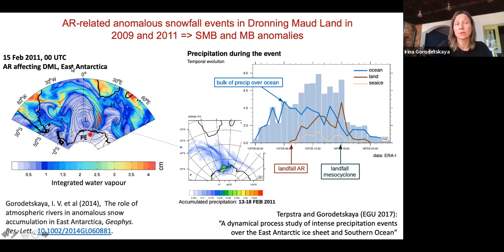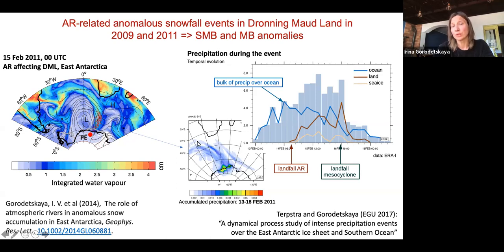If we just take this one event in 2011, affecting Dronning Maud Land, we know that it was extreme precipitation also from observations, because we had radar observations at Princess Elizabeth Station during that year. The atmospheric river shows really strong meridional components. These colors are the integrated water vapor in centimeters, and the arrows show the integrated vapor transport. We see a strong blocking by a rather deep cyclone just near Dronning Maud Land, and it was associated with a really strong precipitation amount.